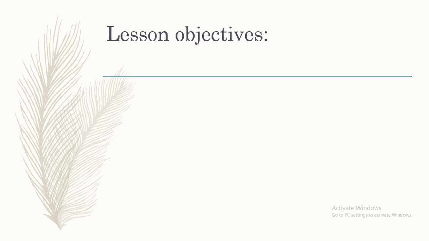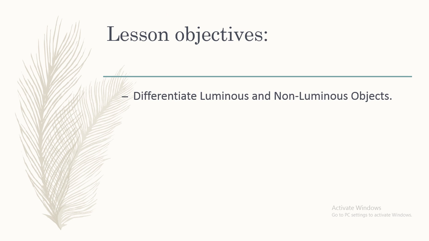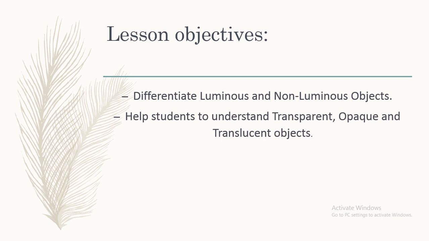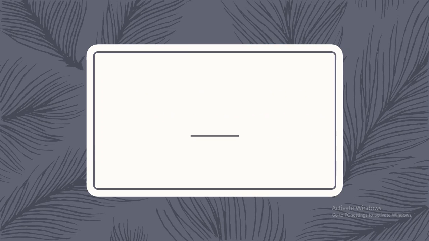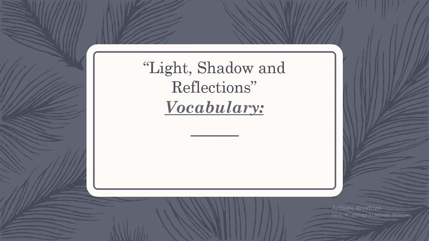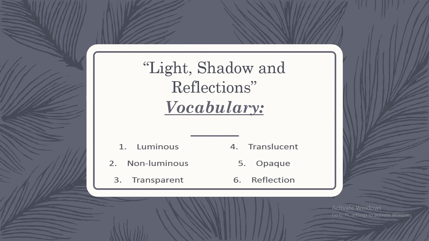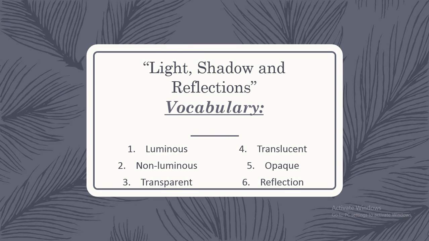Lesson objectives. The lesson objectives of today's lesson are: after this lesson, students should be able to differentiate luminous and non-luminous objects. This lesson will help students to understand transparent, opaque, and translucent objects. As it's our new chapter, let's discuss vocabulary from the chapter. Luminous, non-luminous, transparent, translucent, opaque, reflection.